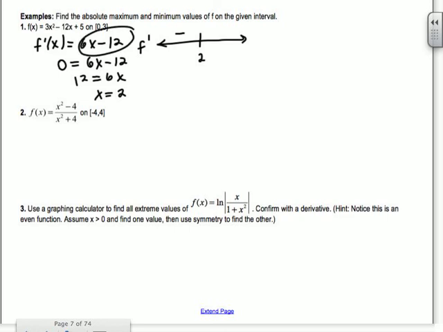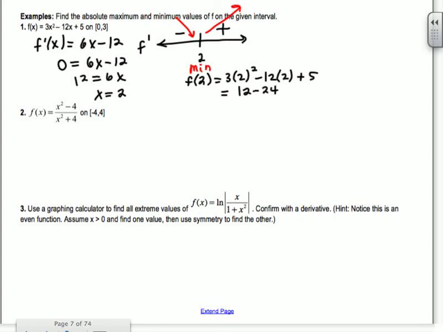Okay, what this means is that your graph was going down, and then all of a sudden it went up once you got to 2. So is that going to be a maximum or minimum? Min. Okay, but we're not sure if it's the absolute minimum yet because we need to check the endpoints. So let's find what f of 2 is. When I plug 2 into my original, I get 3 times 2 squared minus 12 times 2 plus 5. So 12 minus 24 plus 5, so I get negative 7. That's what f of 2 is.